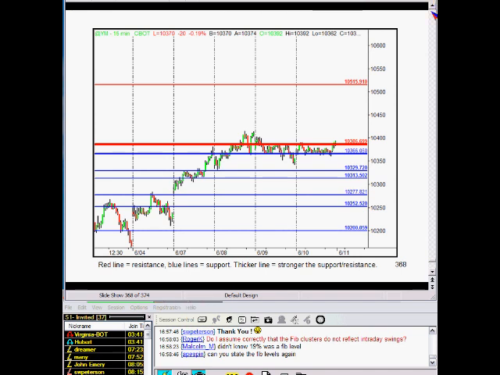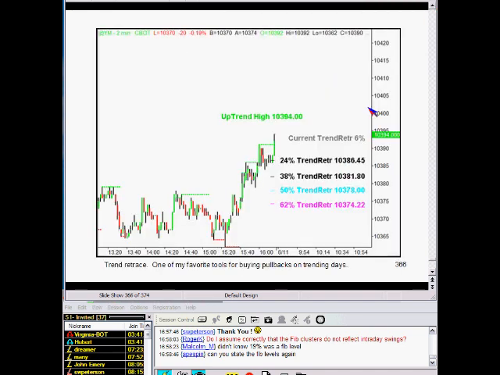Can you state the fib levels again? I can scroll back here. Are you talking about these? Are you talking about the 24, the 38, the 50, and the 62? Or are you talking about my pullback numbers? Okay, pullback numbers are... Hold on just a second.